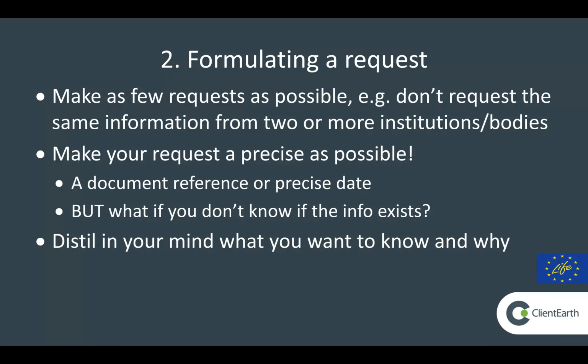So the next thing you do, if you don't find the information is publicly available, is you have to formulate your request. So my first piece of advice is to make as few requests as possible. For example, if you are not sure which institution holds the information you want, I would pick the one that you think is the most likely to do so. It's only really if you think that institutions will have different information on a specific topic that you should send the same request to different institutions.